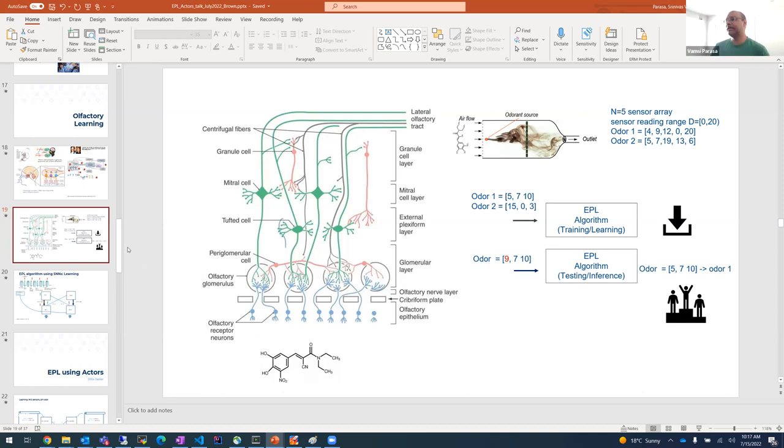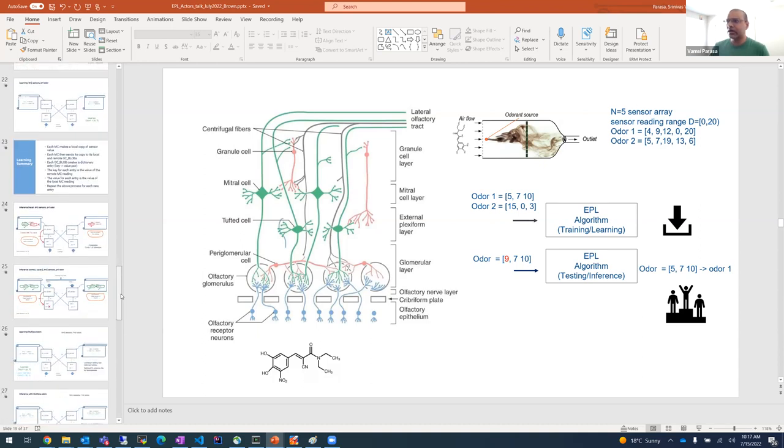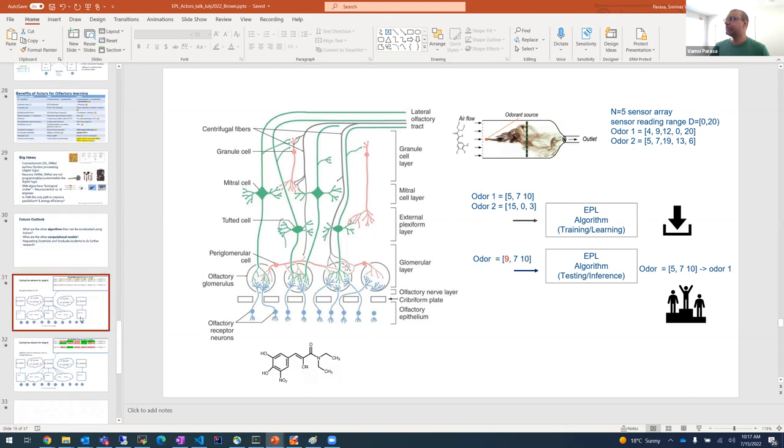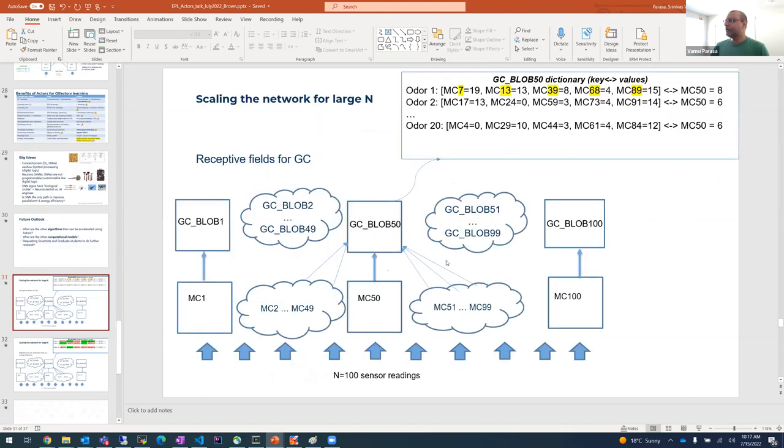Actually, no. I didn't explain the whole thing, because when you expand it to a huge number, nature does a lot of tricks, and I took the same trick from biology. You don't send messages to all of them. If you see this slide here, we don't have to send a message to all of them. We just send a message to a small subset of them. This is what happens in the spiking neural network algorithm as well. We don't send a message from each MC neuron to all of the GC neurons. Say you have 10,000 GC neurons. We don't send messages to all of them, just to a small fraction of them.